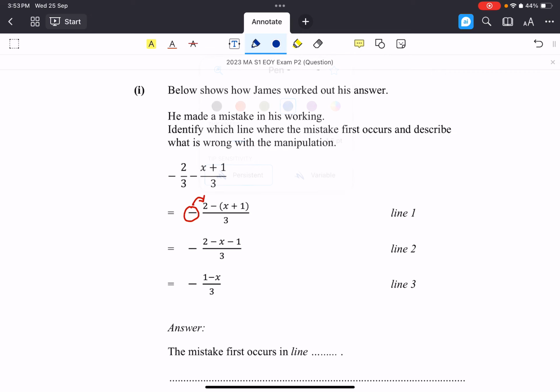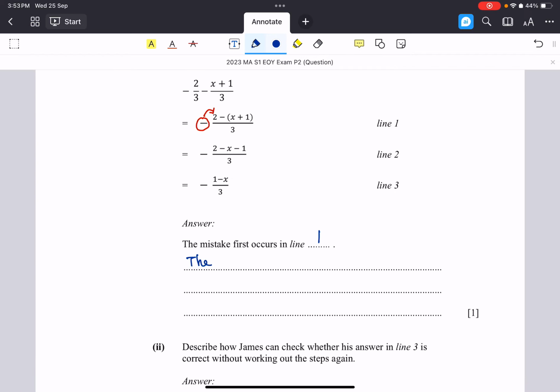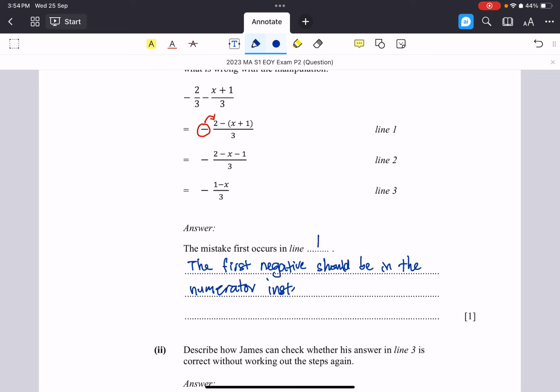The error occurs in line number 1. The first negative should be in the numerator instead of for the entire fraction. Okay, we can state something like this. That should be sufficient.